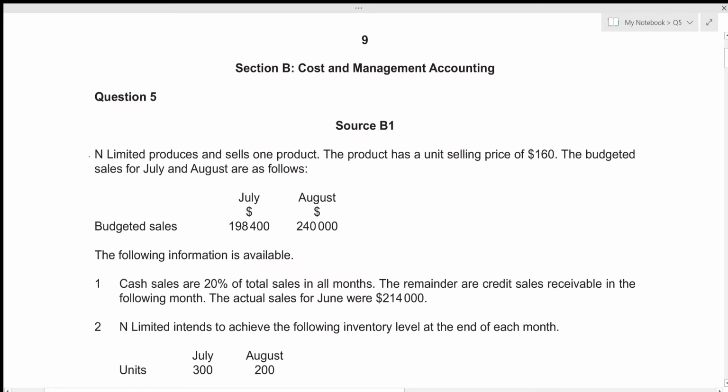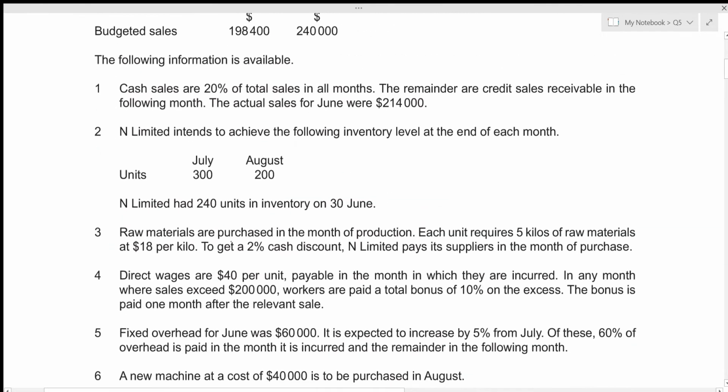N Limited produces and sells one product. The product has a unit selling price of 160, and the budgeted sales for July and August are as follows. So the budgeted sales for July is going to be that of 198,400, and the budgeted sales for August is going to be that of 240,000. Then we are given additional information. First of all, let's have a look at the given question.